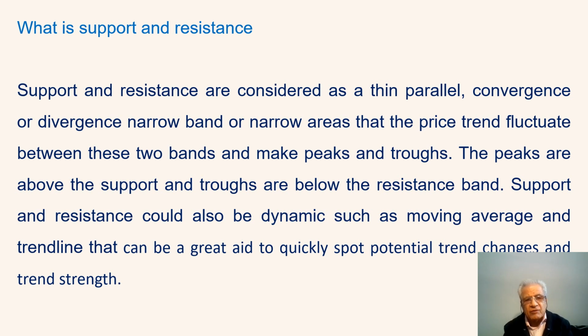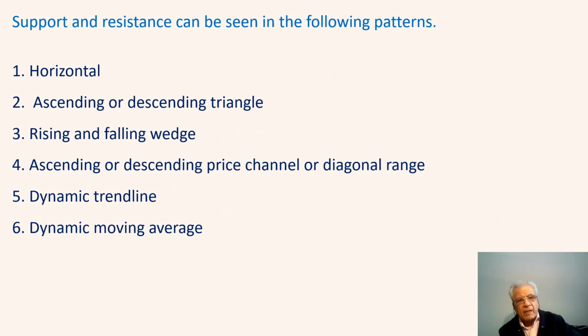Support and resistance could also be dynamic, such as moving average and trend line. That can be a great aid to quickly spot potential trend change and trend strength. Support and resistance can be seen in the following pattern: horizontal, ascending or descending triangle, rising and falling wedge, ascending or descending price channel or diagonal range, dynamic trend line, and dynamic moving average.